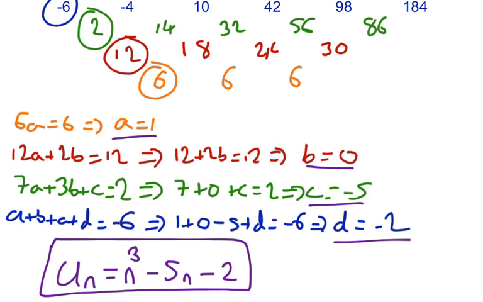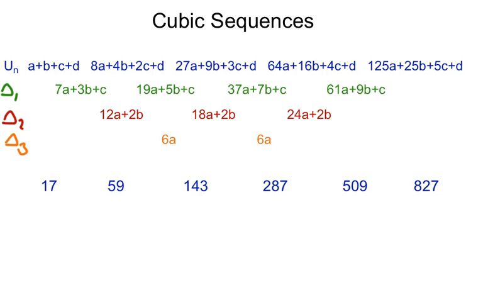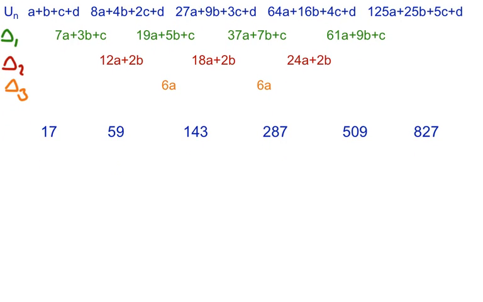Now let's have a look at a second example. Once again, we've got the general grid above, and then the sequence we're going to look at slightly below: 17, 59, 143, 287, 509 and 827. Let's start off by finding the differences.